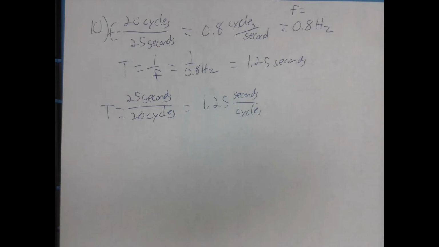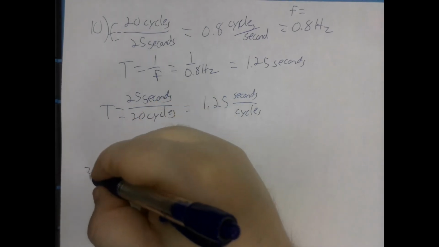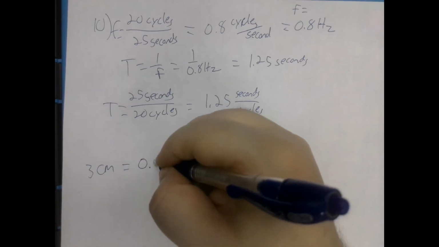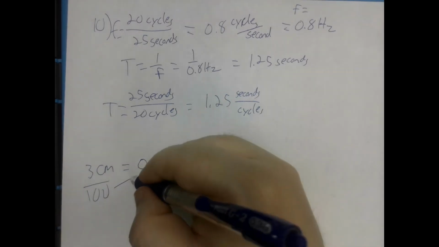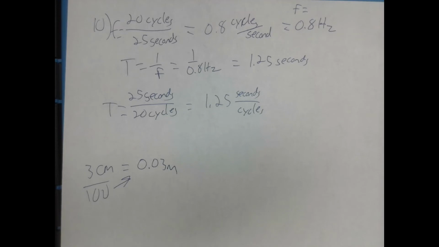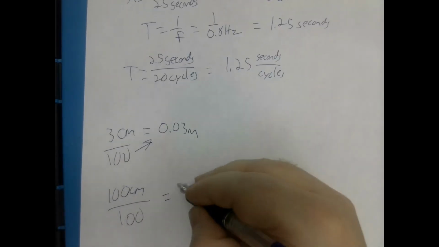Number 12 tripped a lot of people up because they did not see that it says centimeters. So for example, if it says 3 centimeters, 3 centimeters is equal to 0.03 meters. You divide by 100 to convert it into meters, because there's 100 centimeters in 1 meter. So 100 centimeters, you can divide that by 100 to get 1 meter.